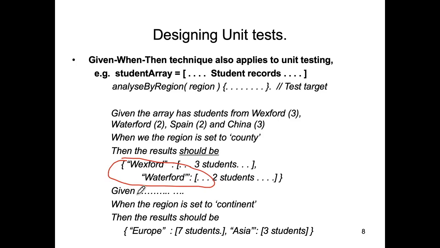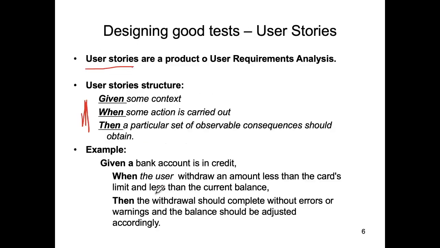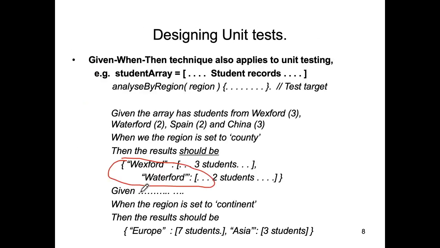Another user story might be: given the same context as I've set up here, when the region is set to continent, then the result should be Europe 7, Asia 3. Yeah, sorry, and it's actually giving me the student records rather than just a number. It's giving me the student records here as well.